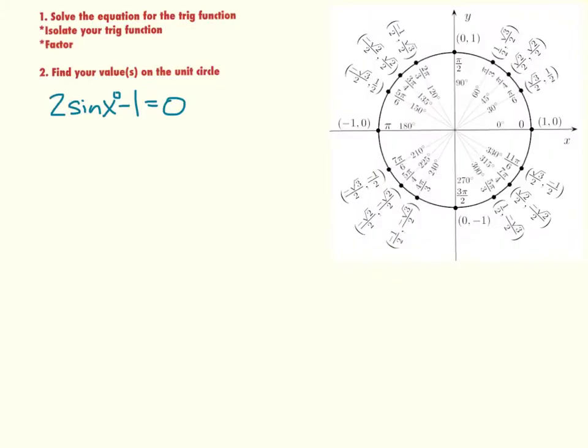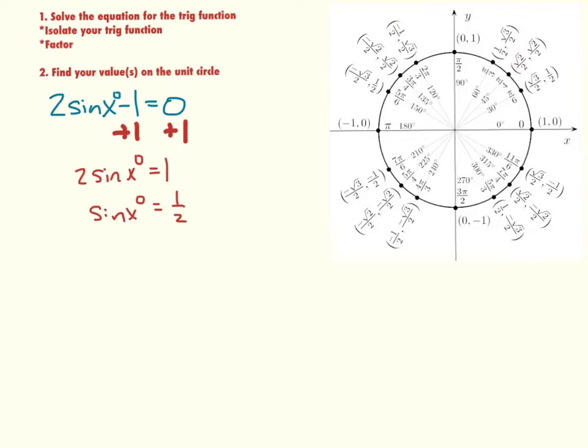So let's just jump right into it. Here we have 2 sine x minus 1 equals 0. So I'm going to get the trig function by itself. Just like any other equation, I'm going to add 1 to both sides. So 2 sine x equals 1. Divide both sides by 2. So the sine of x degrees is 1/2.